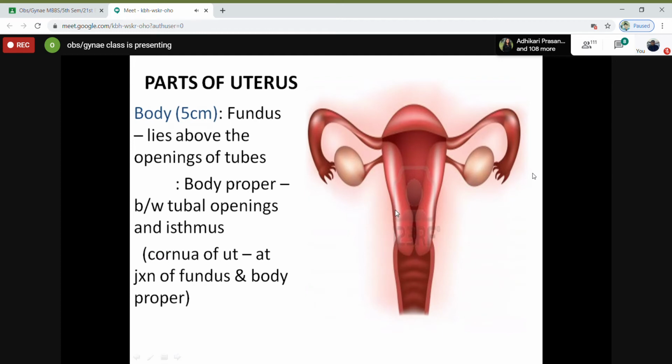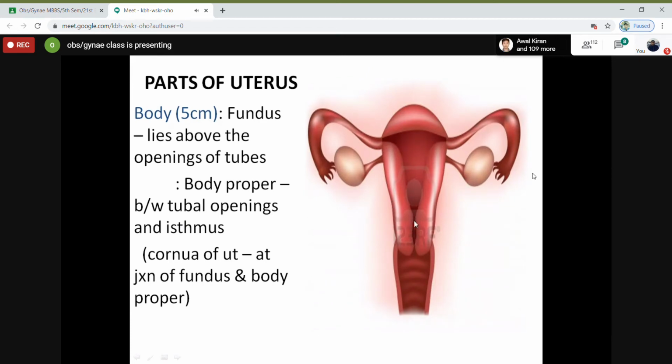Now, what is cornua? The cornua of the uterus is at the junction of the body and the fundus. So this part is the cornua of the uterus. The cornua is where you have the attachment of the fallopian tube and the ovarian ligament. The ovary is also over here. This is the fundus of the uterus, and this is the body proper.